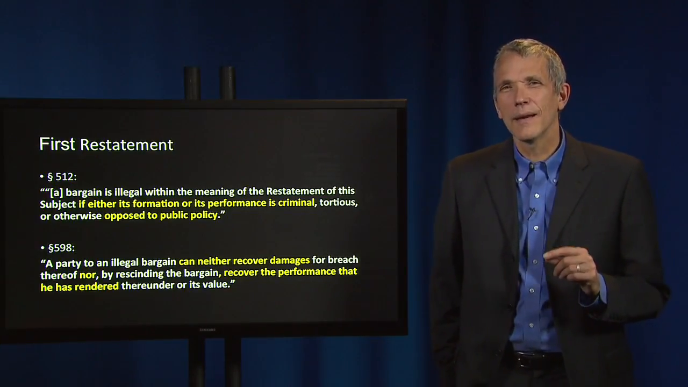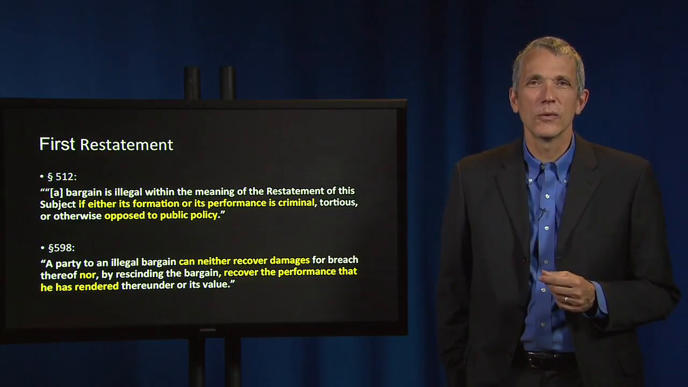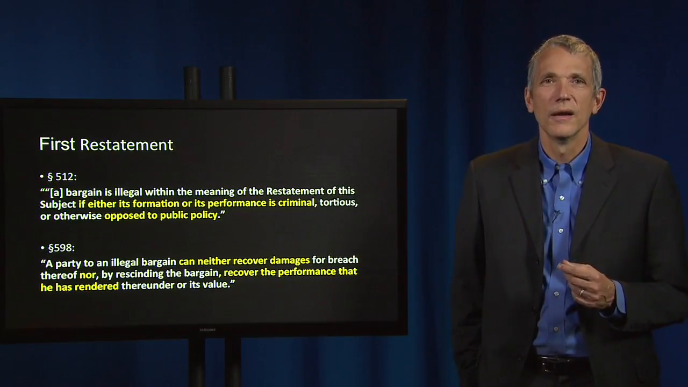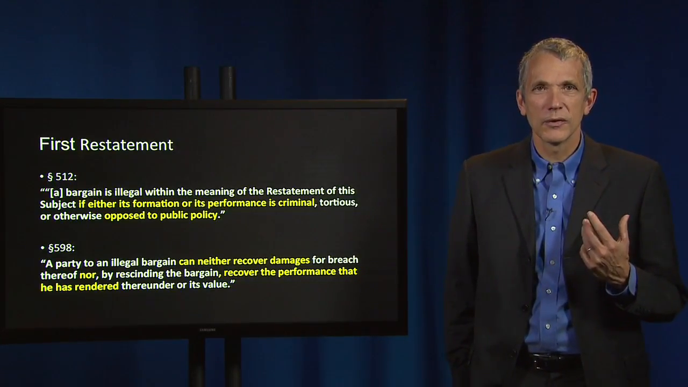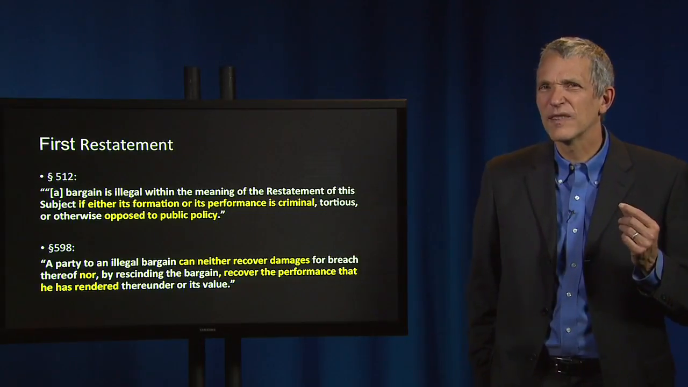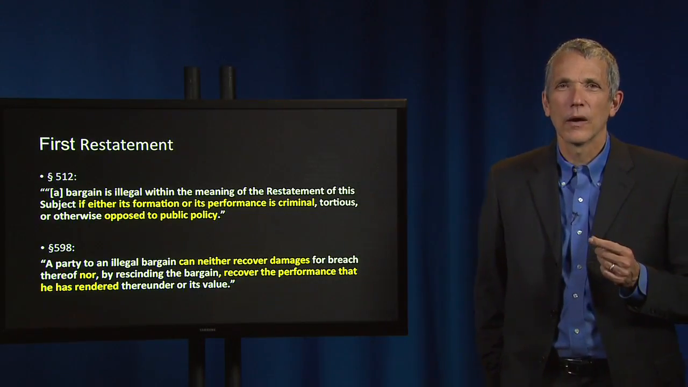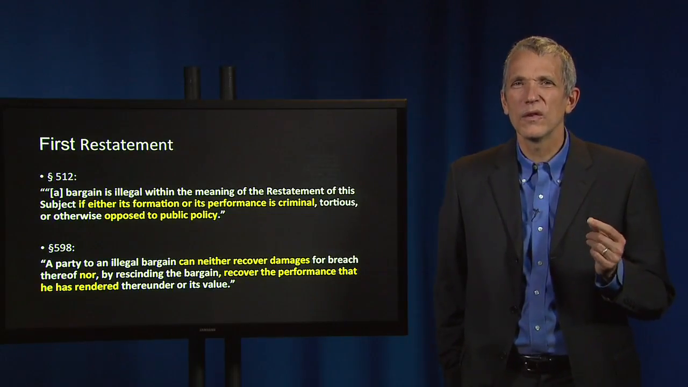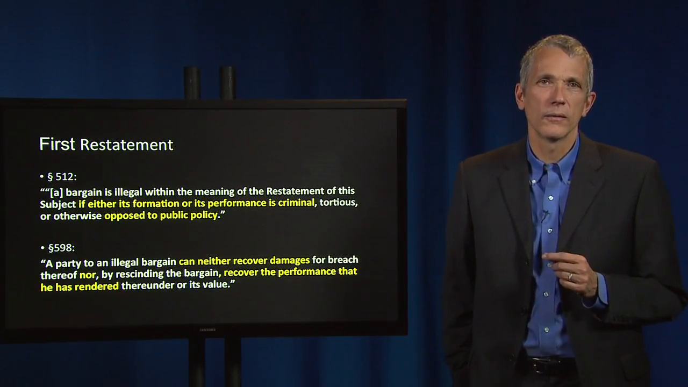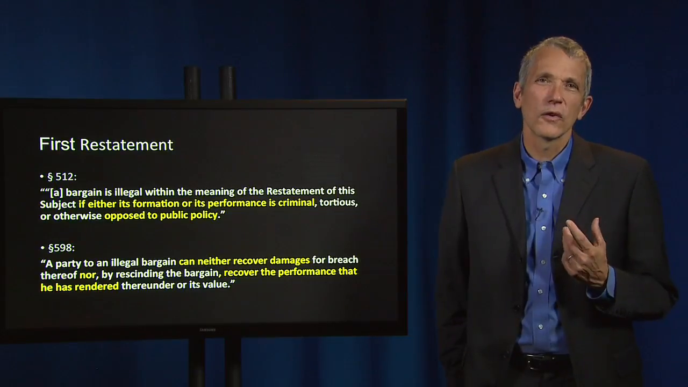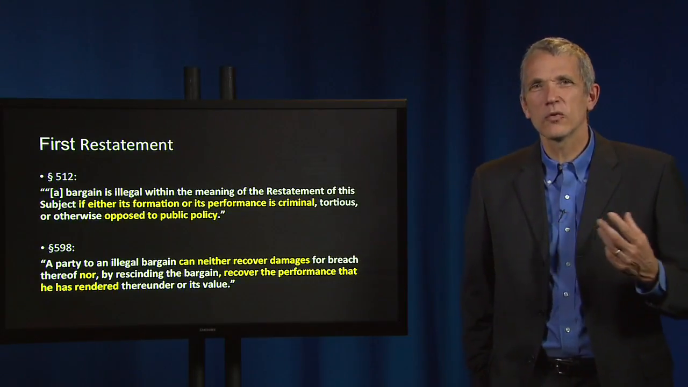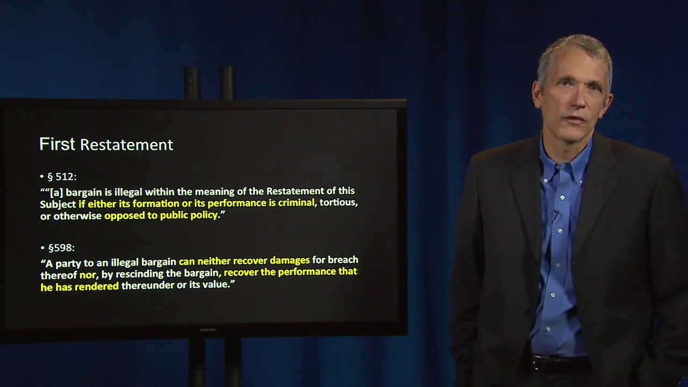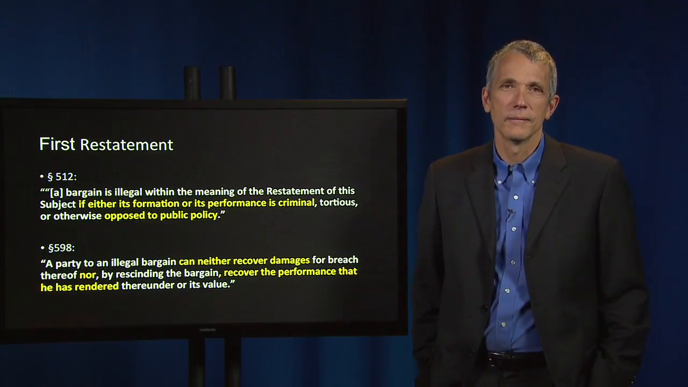There are limited exceptions to this no restitution rule. Section 600 provided an exception for when there was slight illegality, where no law prohibited the agreement and there was no, quote, serious moral turpitude involved. These are circumstances where the equities seem to trump the strategic impulse to deter illegal contracting.